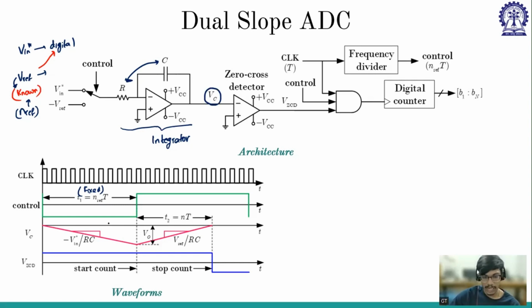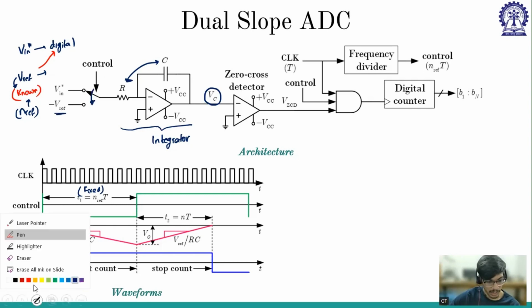And after the time has ended, now I'll turn this switch on. So now my minus V reference is connected. Why is minus reference connected? Because this is an inverting amplifier. I want it to increase. So the input should be negative as there is an inverting sign here. I'm using minus V reference, which is known.